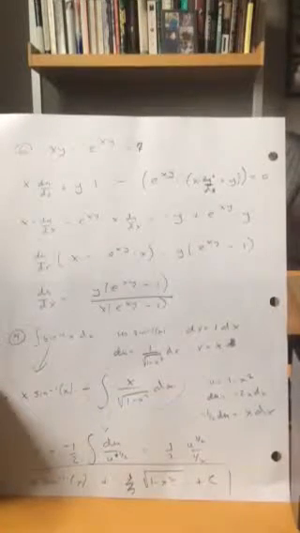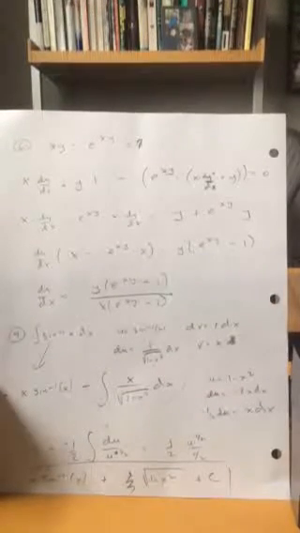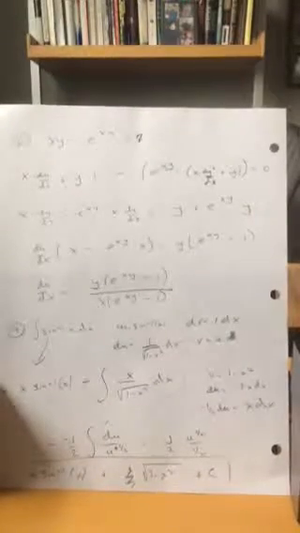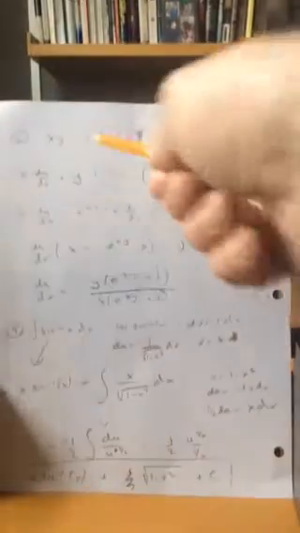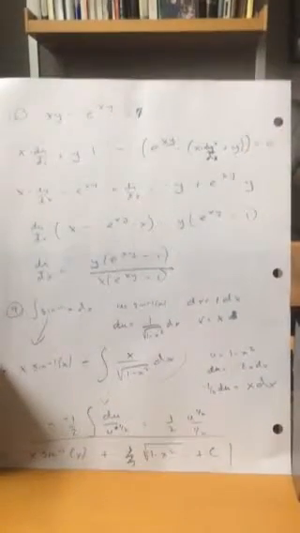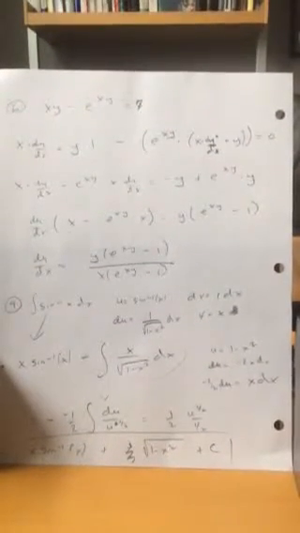Okay, a quick video for two of you guys who are working on these extra problems. Isa, you did pretty well on them, but you made a couple of errors. This first problem, xy minus e to the xy equals 7.